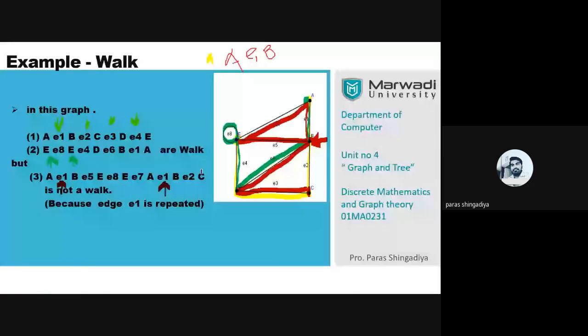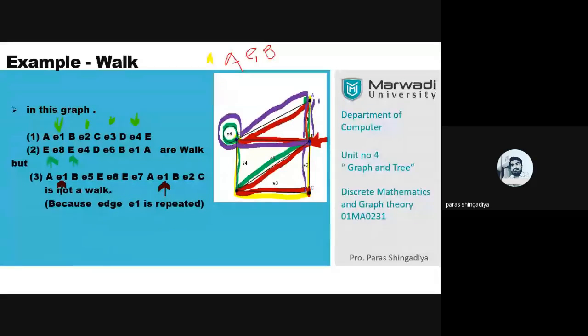So why is it repeated 2 times? Let us check. My starting point is A. I start my walk at place A, then reach B, A E1B. Then E5E, so I move this way, E5E. And then E8, I move on the loop and again reach back to E. And then E7A, I reach back to A again. And then I again use the same edge to reach B. That is the 2 times I repeatedly used this edge, and then I reach C.